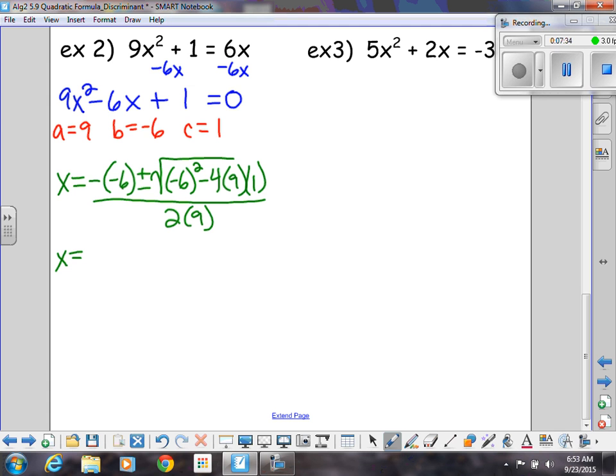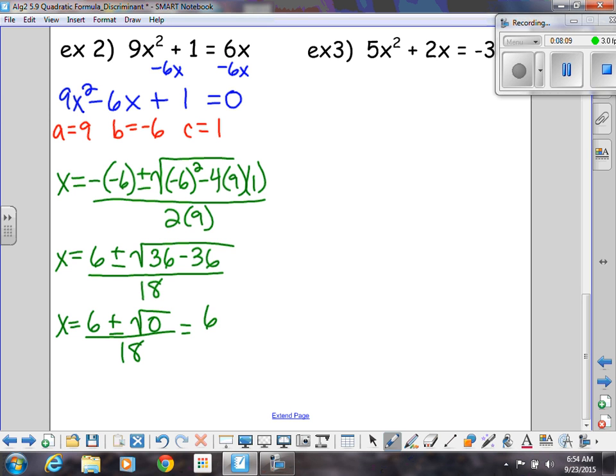So this first parenthesis, negative negative 6, is positive 6, plus or minus. I'm going to do negative 6 squared, which is going to be positive 36. Make sure you're putting those parentheses in to get the appropriate number. And then if I do negative 4 times 9 times 1, that gives me negative 36. And that's all over 2 times 9, which is 18. So now we're ready to subtract underneath that square root. So 36 minus 36 is just 0.